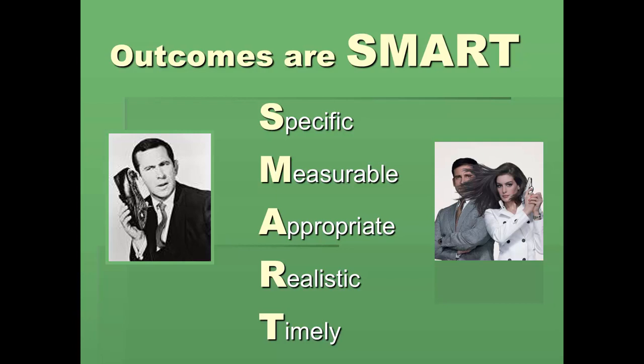S-M-A-R-T. And that includes, is it specific enough? Is it measurable? Is it appropriate? Is it realistic? And is it timely? So anytime you see an outcome goal, you want to look at that and say, is that outcome SMART? And if not, what do I need to do to smarten it up?